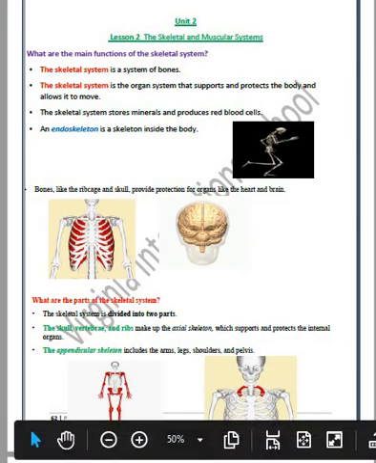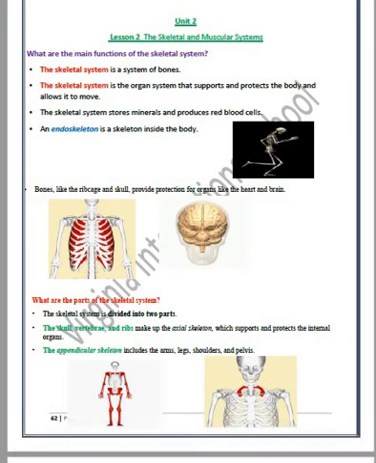Welcome, grade 7, to the next lesson, which is going to be about the skeletal and the muscular system. In the first lesson, we took a quick introduction about each system and its function. Today we're going to take the skeletal system.